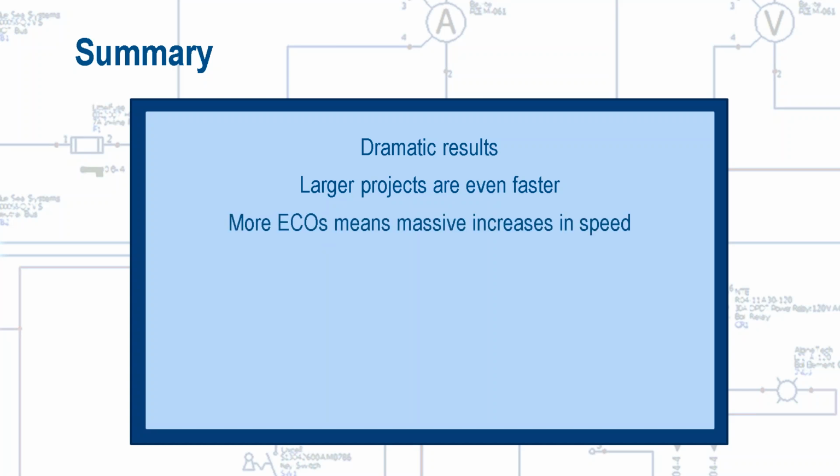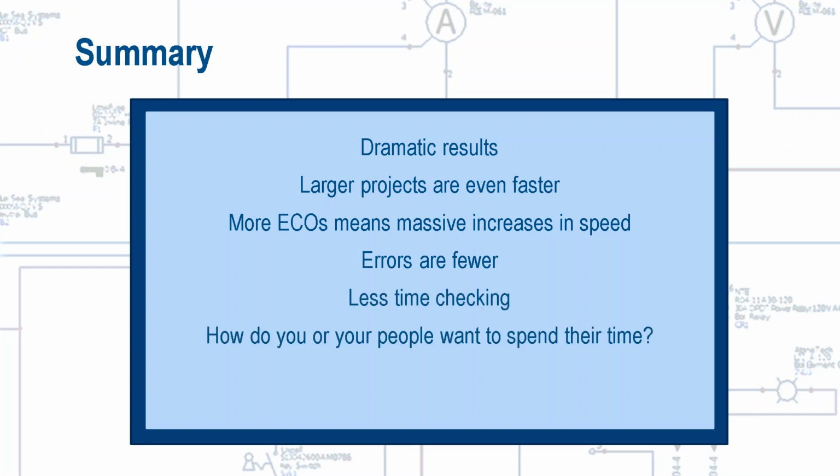We can do more ECOs and manage and facilitate that change easier, which, again, to you guys translates to massive increases in speed, because we're not having to go through all those manual iterations required in our current process and workflows when it regards to change, which obviously leads itself to fewer errors, right? Less time checking. And the ultimate question is, how do you want to spend your time? And I think we all know that we want to spend our time being engineers. That's why we went to school, not to populate Excel documents.